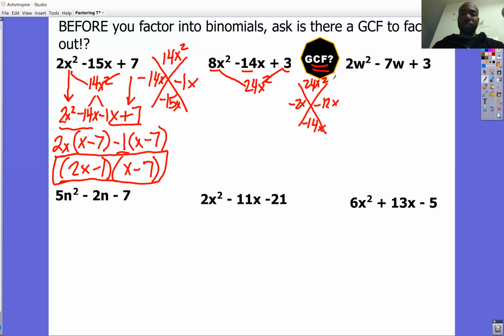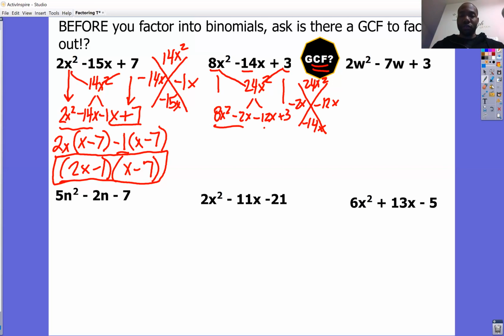I've said that the order doesn't matter, so I'm going to take a moment to show you why. You get the same thing. This breaks down into negative 2x minus 12x. I'm running out of room. Bring down the 8x squared. Bring down the plus 3.